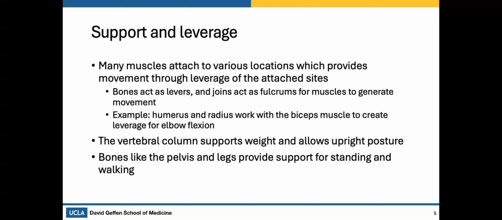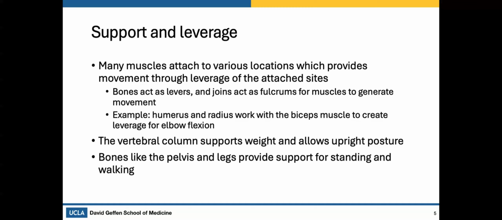Support. The skeleton provides a rigid framework that supports the body and maintains its shape. For example, the vertebral column supports the body's weight and allows for upright posture. Bones, like the pelvis and legs, also provide support for standing and walking.